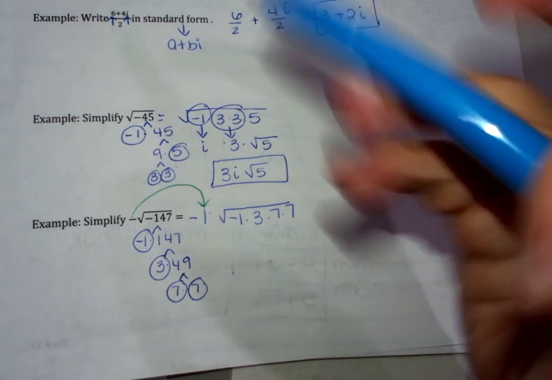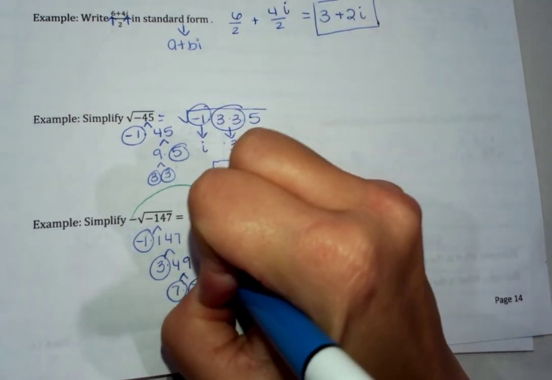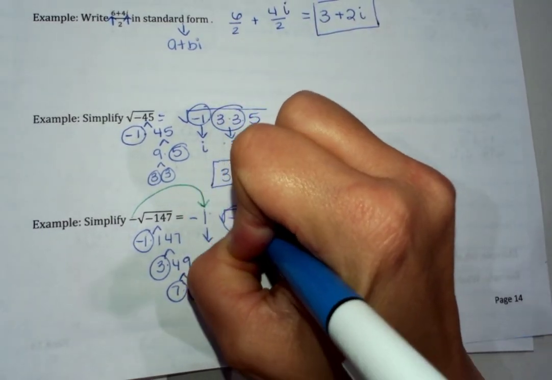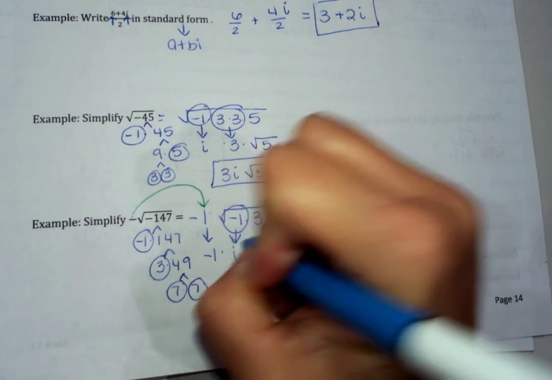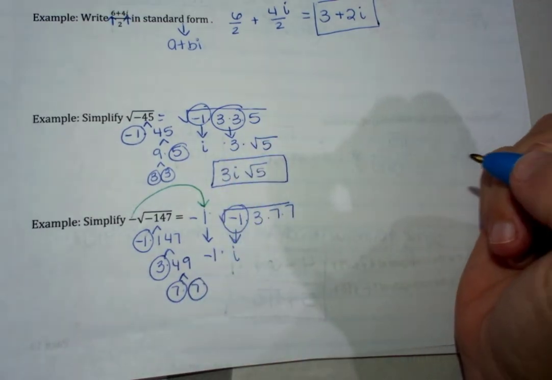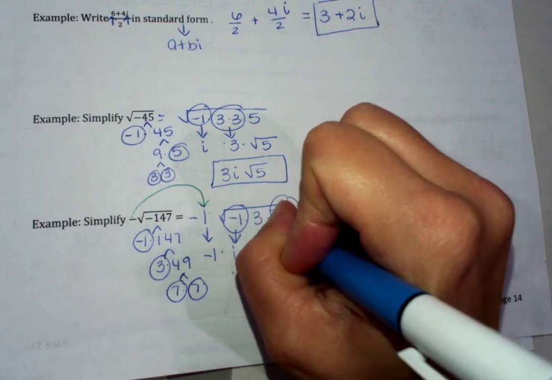So that -1 is just out front. It's going to stay out front and just come down. I have the square root of i, which is our square root of -1, which is our special case of i. It's the square root, so we're looking for 2 of a kind.